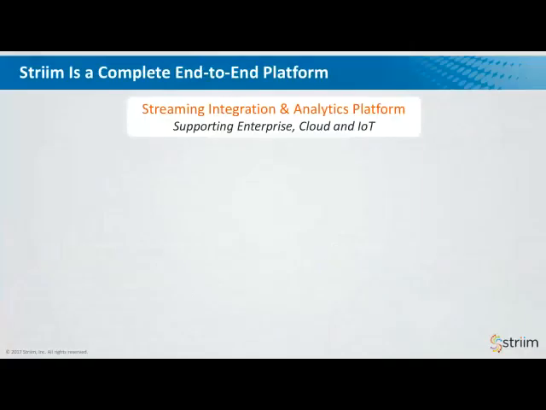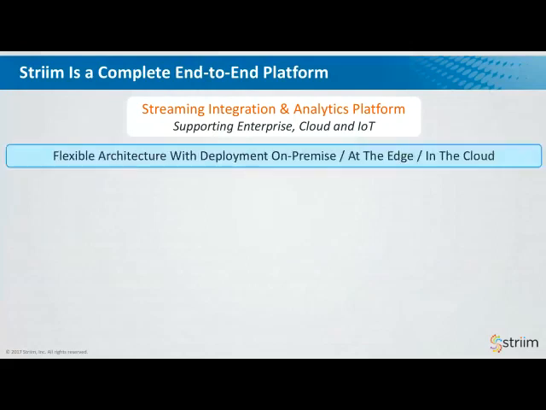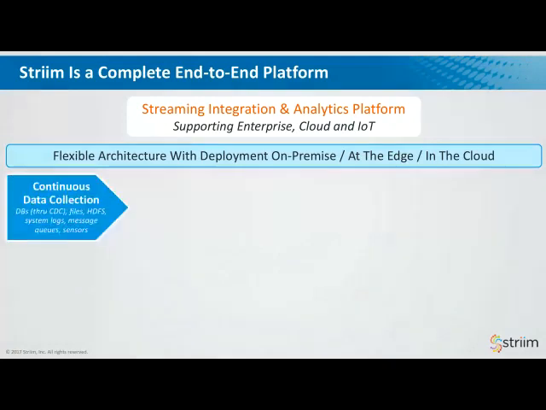The Striim platform is a complete end-to-end platform that supports streaming integration and analytics across enterprise, cloud and IoT. We have a flexible architecture that allows you to deploy data flows across on-premise and the cloud and processing at the edge. We do continuous data collection from not just IoT devices and sensors and message queues, but also from files by reading at the end and from databases through change data capture.